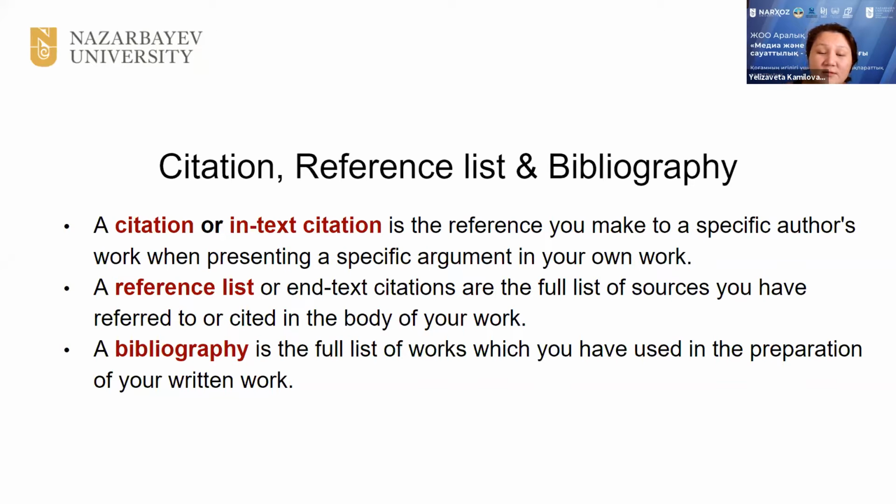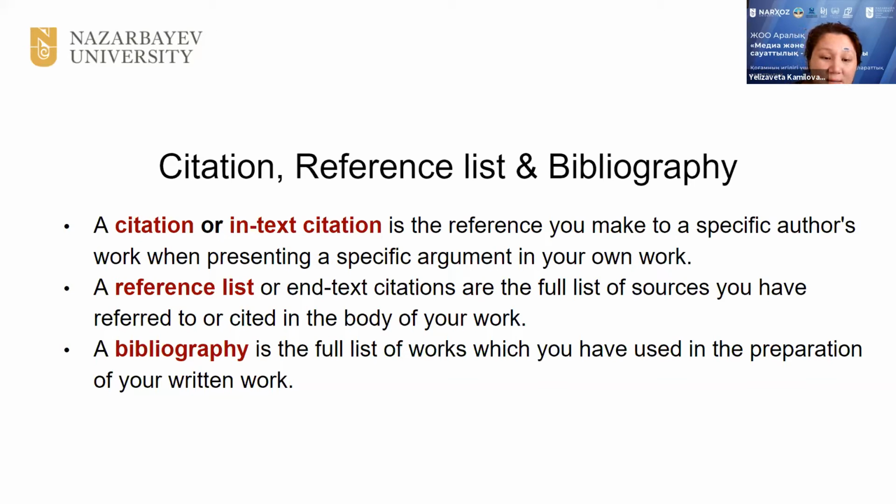The next type of information is a reference list, which we also call a list of references. It is a full list of sources you have referred to or cited in the body of your work. This means that an in-text citation is the format when you cite your source and use it within the body of your paper. And the reference list is the equivalent of that information, represented at the end of your paper. So they are equal in number and represent each other.